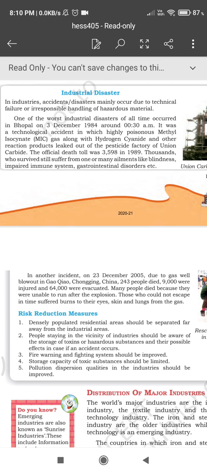That risk of disaster can be reduced by precautions, like we can start industrial units in areas which are less populated, or we can start industrial units in isolated areas. People staying in vicinity of industry should be aware of the storage of toxin or hazardous substances. Means they should be made aware that how much quantity of hazardous things or gases can be stored.